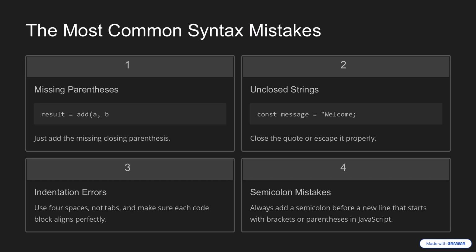Number 3, indentation errors in Python. Use 4 spaces, not tabs, and make sure each block aligns. Number 4, semicolon mistakes in JavaScript. Always add a semicolon before a new line that starts with brackets or parentheses.